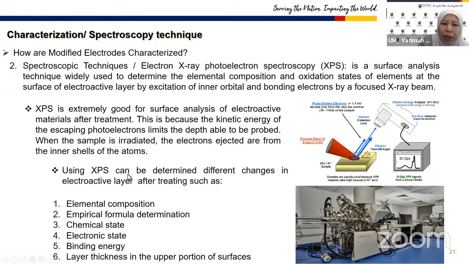So using XPS, different changes in the electroactive layer after treating can be determined, such as elemental composition, empirical formula determination, chemical state, electronic state, binding energy, and also layer thickness in the upper portion of the surface. So look at the diagram here, because when you talk about XPS, this is again X-ray photoelectron.